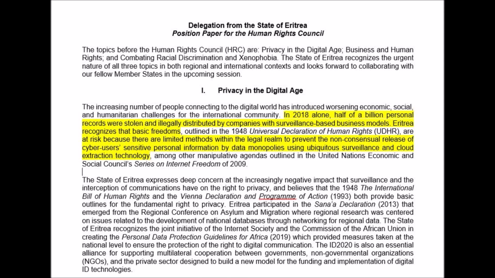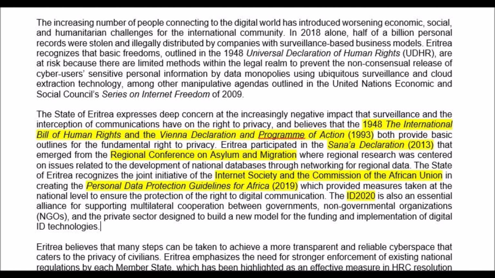So looking at the next paragraph here. In your second paragraph, again, you're talking about international actions that your country supports and trying to tie in previous resolutions, declarations, and things like that to put together some of the substance for what you want to address in the topic. So here the author has mentioned the International Bill of Human Rights, the Regional Conference on Asylum and Migration, and so on.